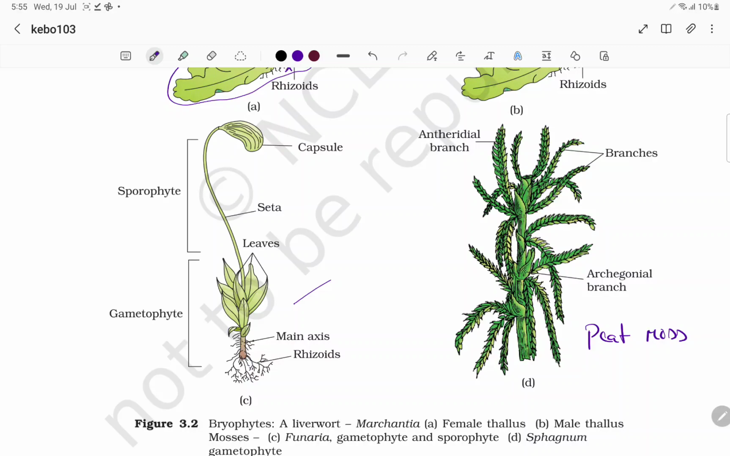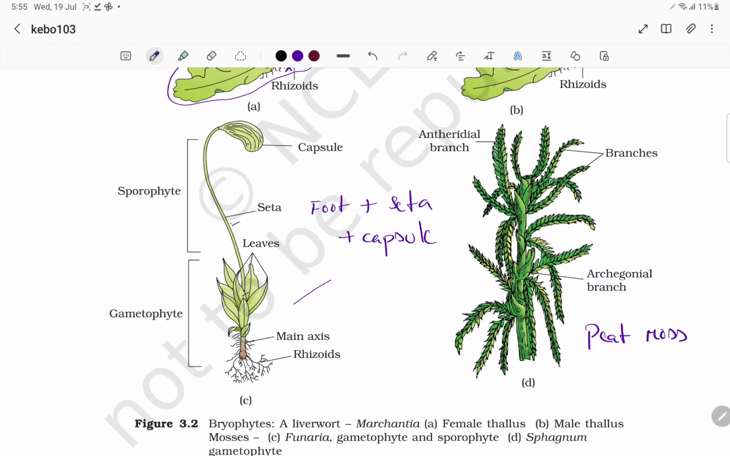And this is foot, seta, capsule. These are the three things present. This is the sporophyte: foot plus seta plus capsule. These we call the sporophyte, and this is the leafy gametophyte, and we have the rhizoids, and this is the main axis, and this is the Sphagnum. In Sphagnum we have the antheridial branch and the archegonial branch.